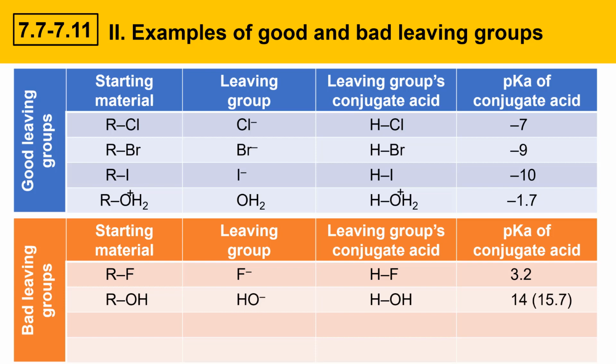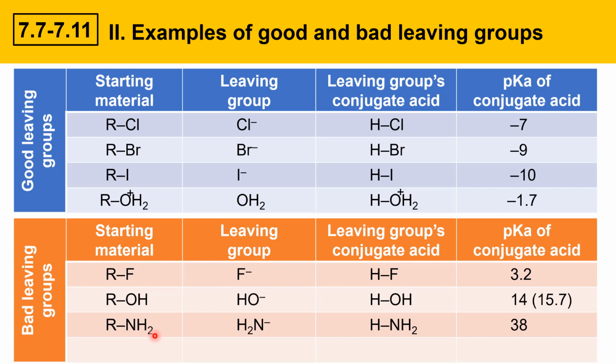The conjugate acid of OH minus is H2O, and that's not a very strong acid. Water has a pKa value of 14 or 15.7, depending on the reference material that you're looking at, but any way you look at it, it's not a strong acid, and therefore this base is fairly strong, and it's not a good leaving group. Here's another example of a very poor leaving group.